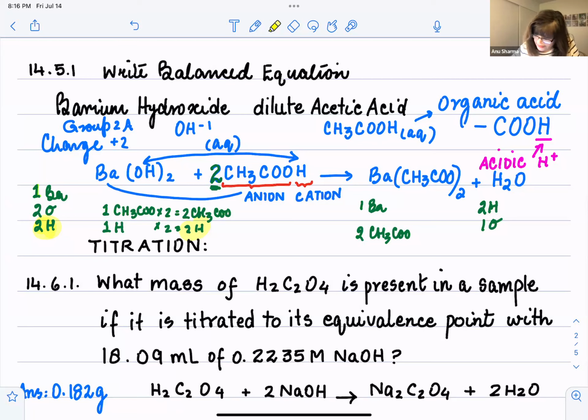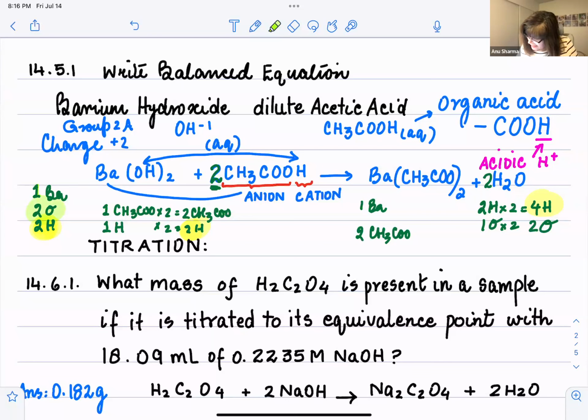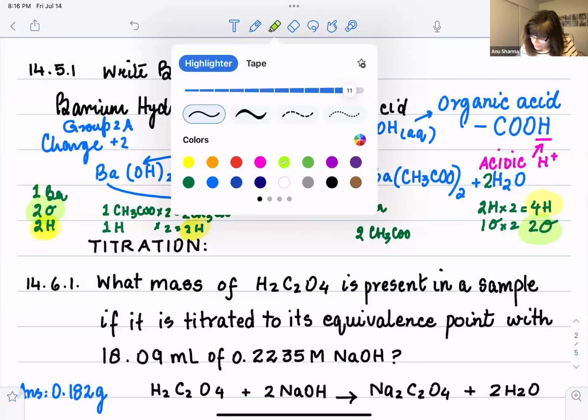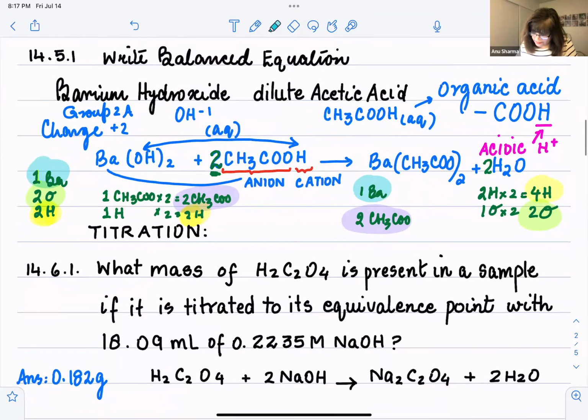Acetates are balanced, so we need to make this four hydrogens. So we put two here. Two times two is equal to four hydrogens, and we have two oxygens. So now we have two hydrogens here and two hydrogens makes four hydrogens. Hydrogens balanced. Next we're going to look at the oxygens. Two oxygens here and two oxygens here. That's balanced. Next, we're going to look at the acetate. Two acetates here and two acetates. Those are balanced. And then we have barium. We have one barium on one side and one barium on the other. So all that's balanced. So that is the balanced equation.